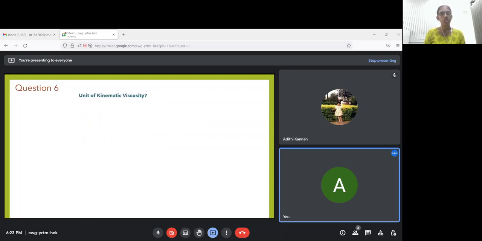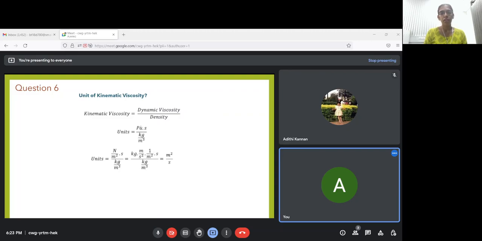Moving on to question 6. What is the unit of kinematic viscosity? So we know that kinematic viscosity is equal to dynamic viscosity divided by density. So we need to figure out the units of dynamic viscosity and density. For dynamic viscosity, the unit is Pascal second, and for density it is kg per meter cube. For Pascal second, we also need to convert Pascals into kg, meter and second form.